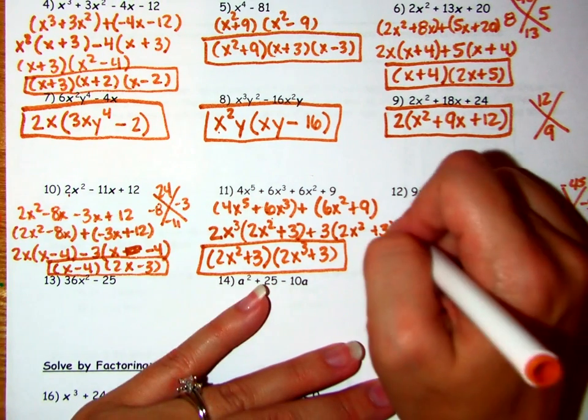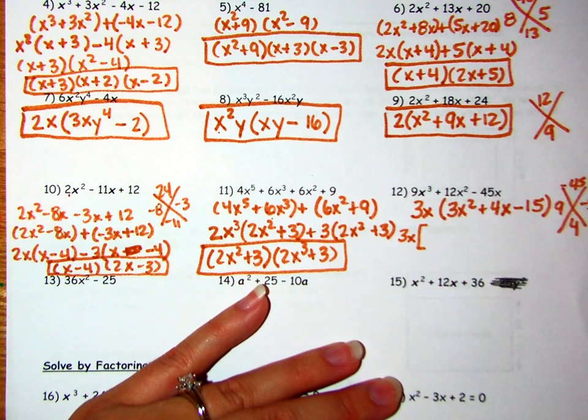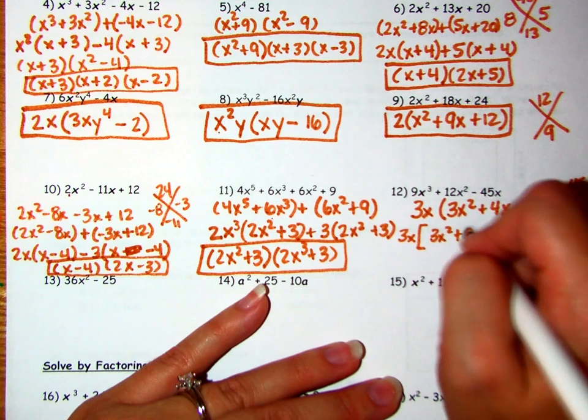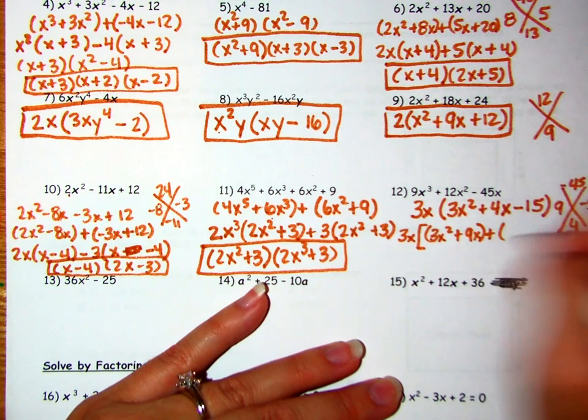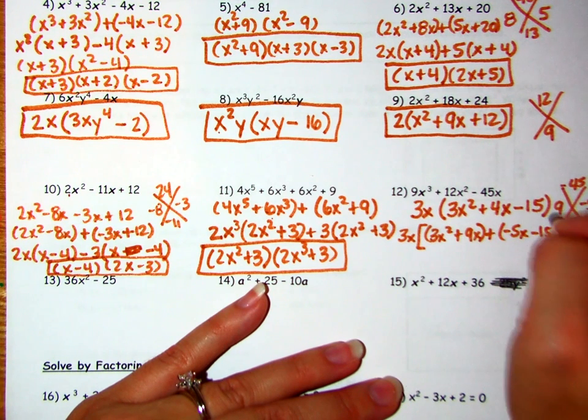So we're going to bring that GCF down here. And we're going to go ahead and bring down the 3x squared. Then we would have plus 9x. That would make my first group. Plus, we're going to bring down that negative 5x minus 15 here. Will be my second group.